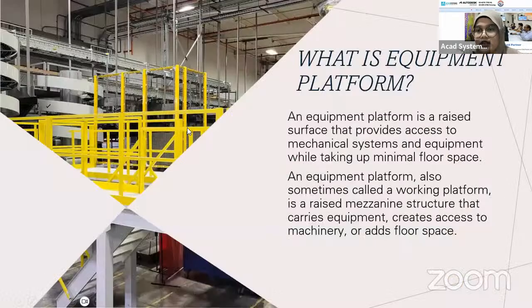Okay, so first of all, I'm just going to intro first. What is the equipment platform? An equipment platform is a raised surface that provides access to mechanical systems and equipment while taking up minimal floor space. Equipment platform can also be called a working platform. So it's a raised mezzanine structure that carries equipment and creates access to the machineries and also adds floor space, right?